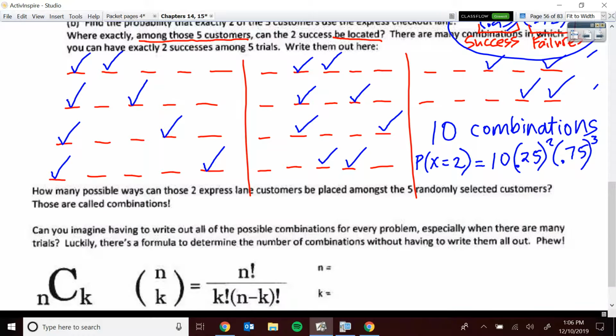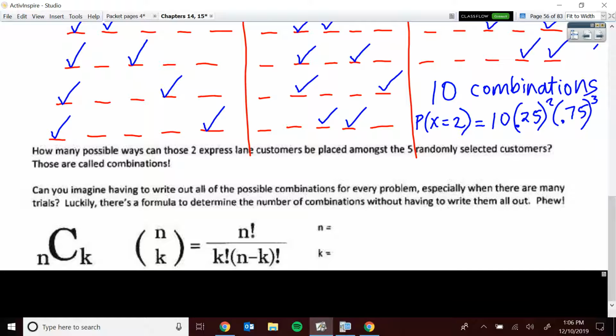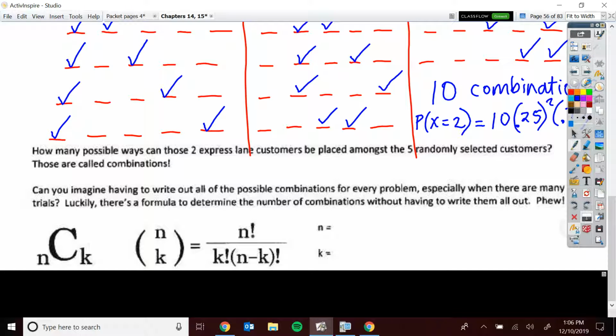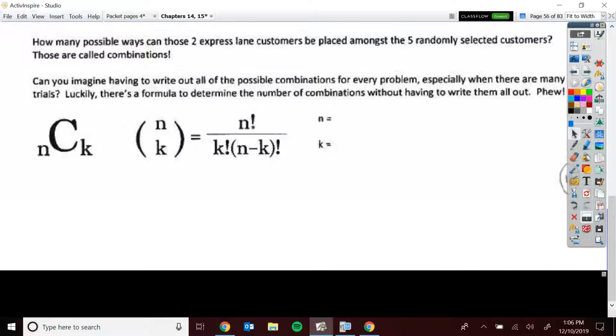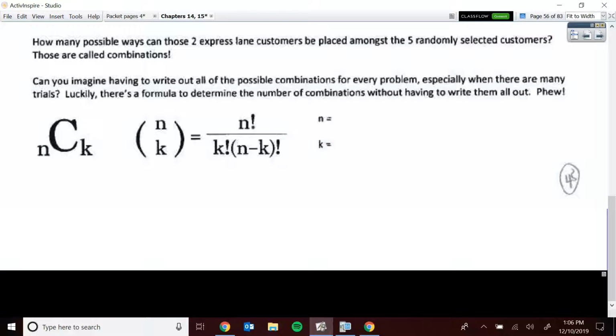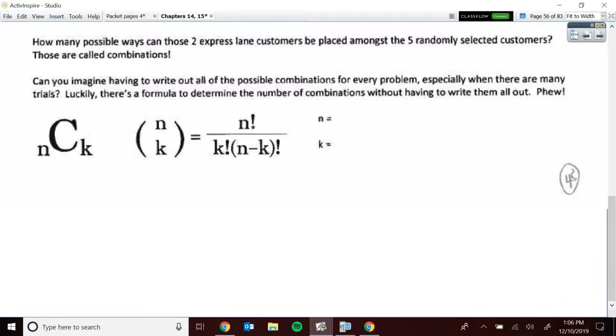So let's take a look at this here. Okay, so I actually am going to erase this so I can scoot this up and have more room. Here we've got a formula to help us figure out how many combinations there will be. A common notation is this right here. This is n combinations of k successes, 2 successes is what we did, 5 combinations with 2 successes. Okay, so what is that n representing?